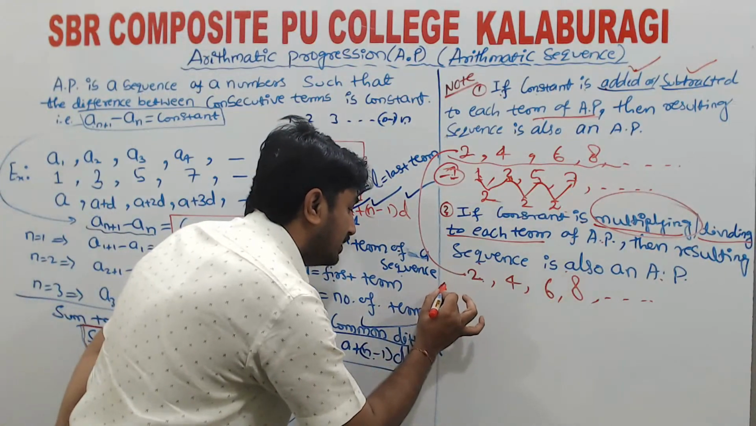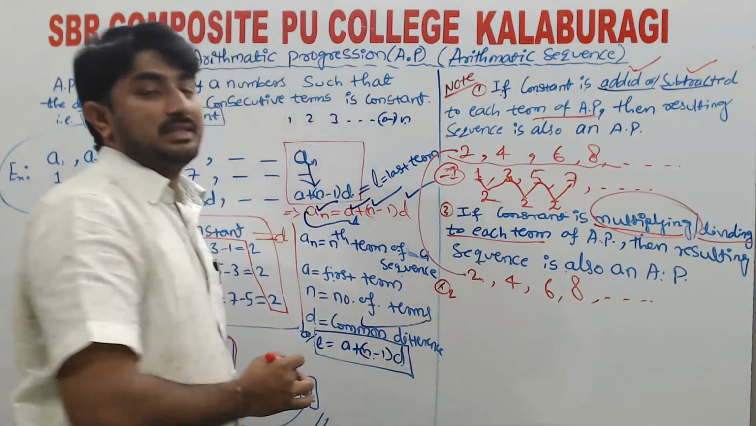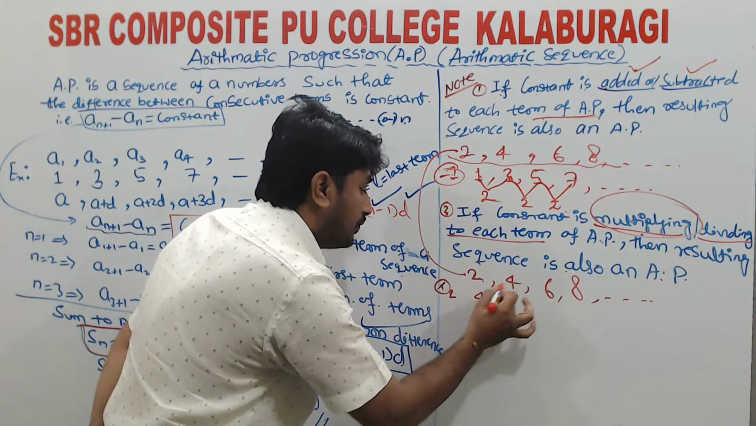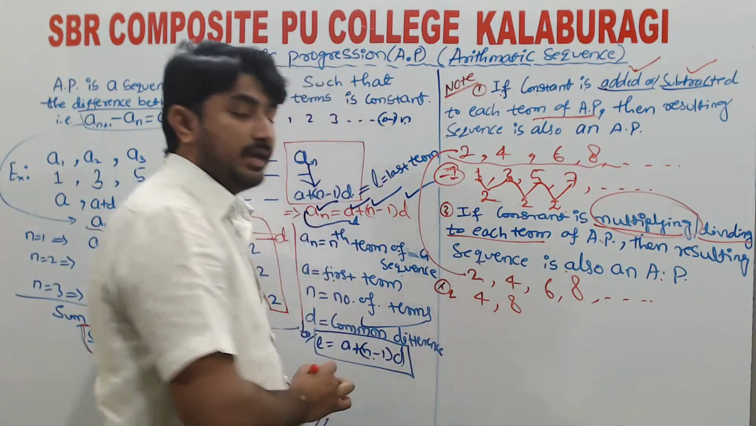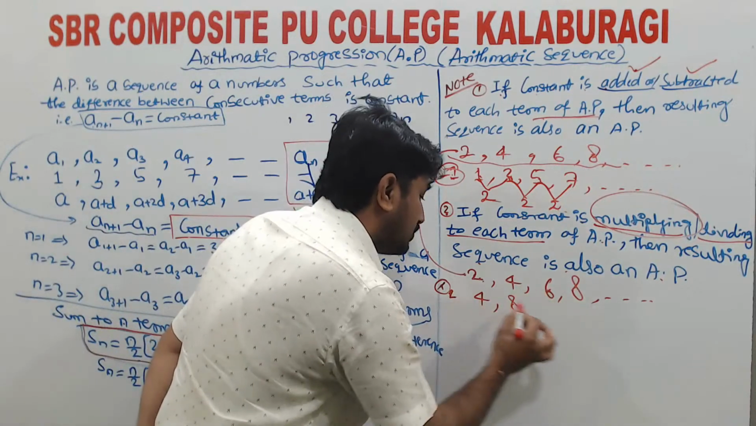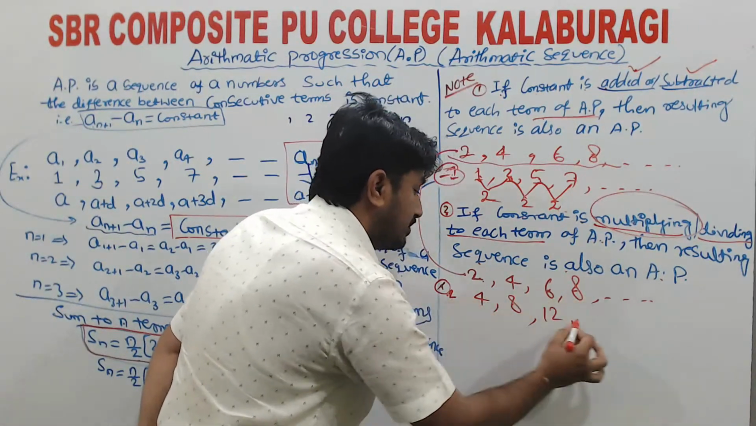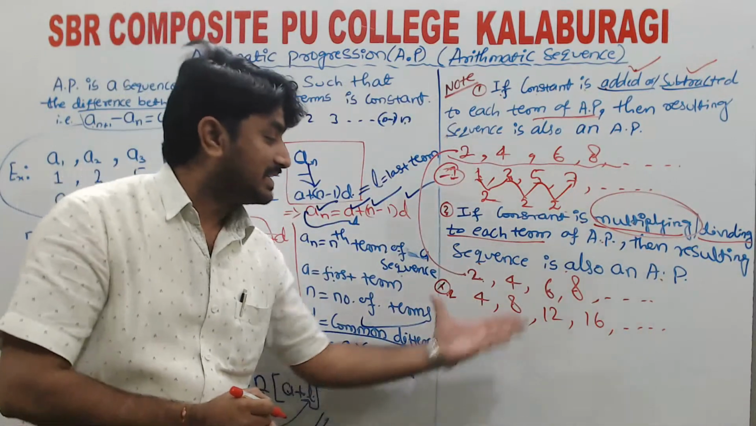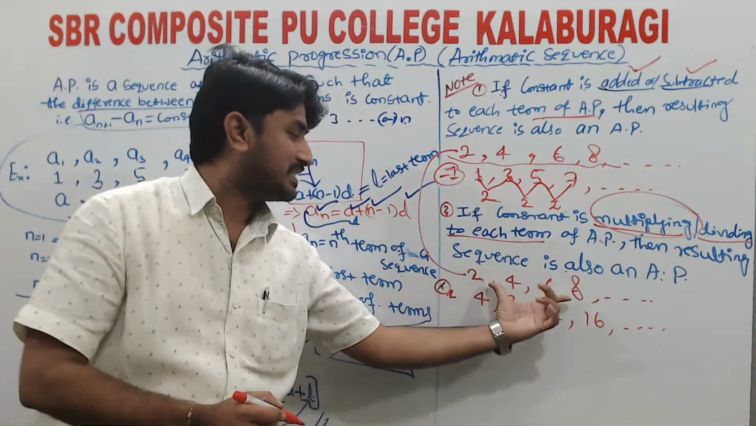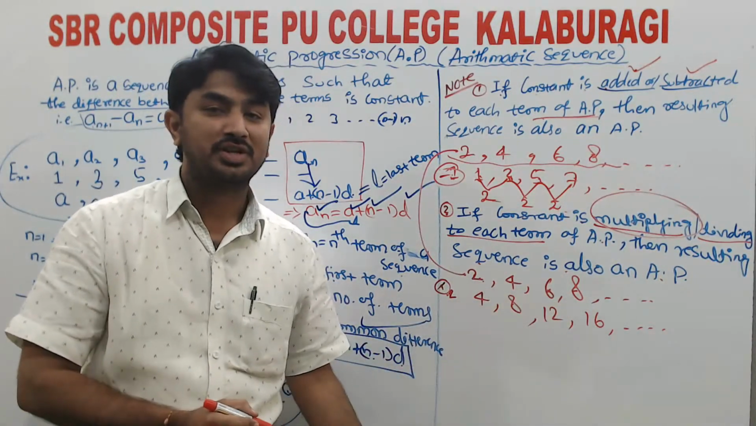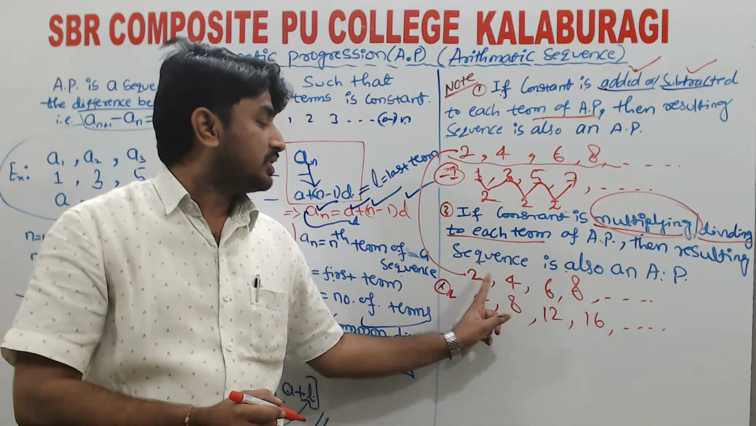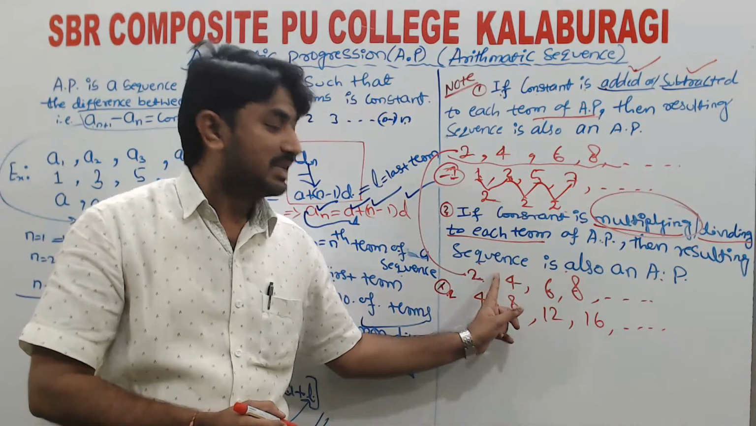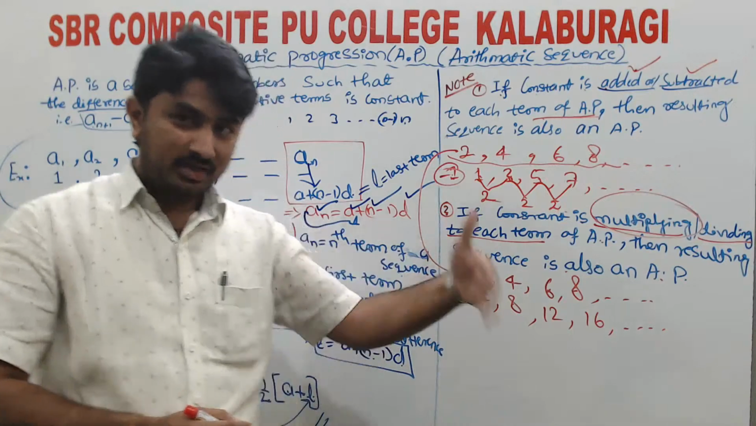Suppose I am multiplying these arithmetic sequences by 2. So 2 into 2 becomes 4, 4 into 2 becomes 8. Next 6 into 2 becomes 12, and 8 into 2 becomes 16, and so on. Check whether it is in the form of an AP or not. The original sequence, we already know, is an arithmetic progression, since the common difference between consecutive terms is always the same, 2, 2, 2. Yes, it means it is in the form of an arithmetic progression.